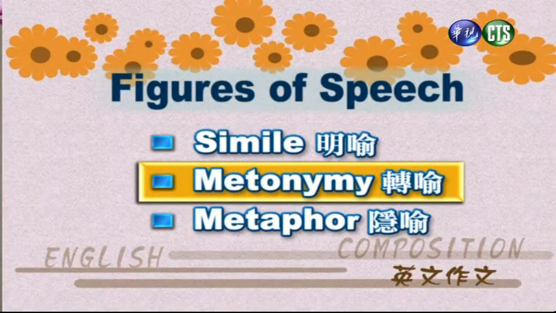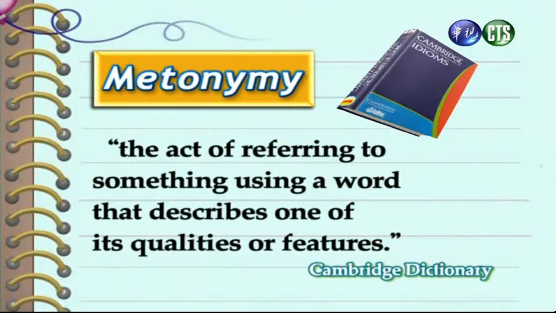All right, so now let's go on and talk about another kind of figure of speech, and this is metonymy. And so now let's take a look at the definition in the Cambridge Dictionary again. And a metonymy is the act of referring to something using a word that describes one of its qualities or features.